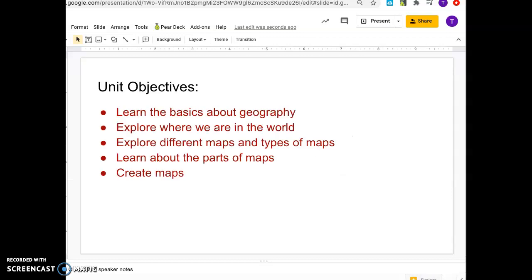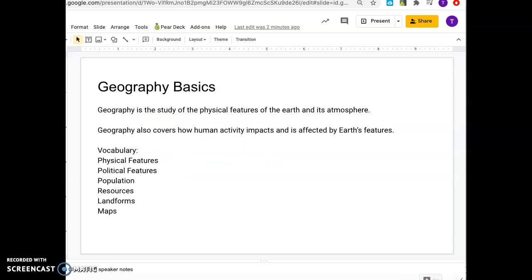So the first thing we need to talk about are the objectives for our unit. And these are our 5 objectives. We're going to learn the basics about geography. We're going to explore where we are in the world. We're going to explore different maps and types of maps. We are going to learn about the parts of maps. And then you are going to create some maps. Those are our 5 objectives for our entire unit.